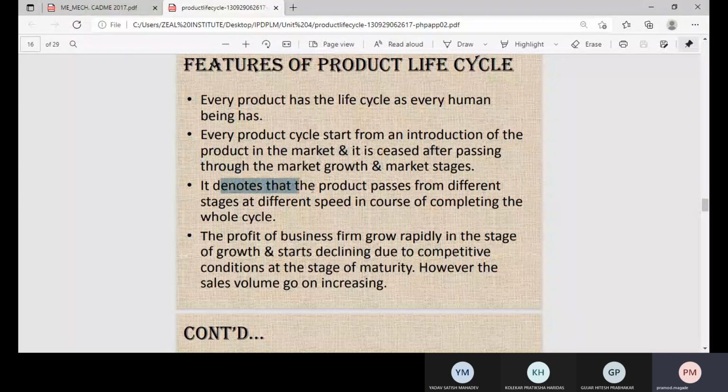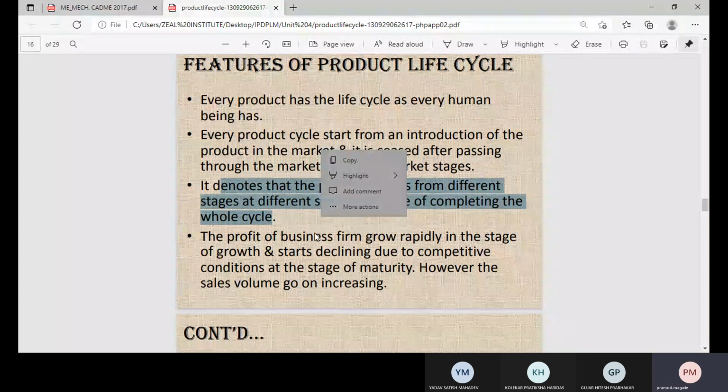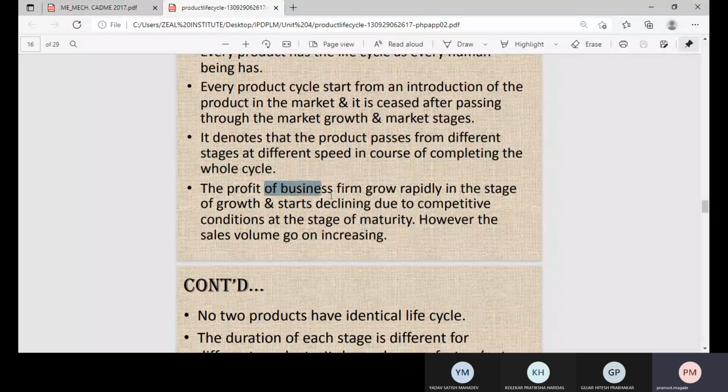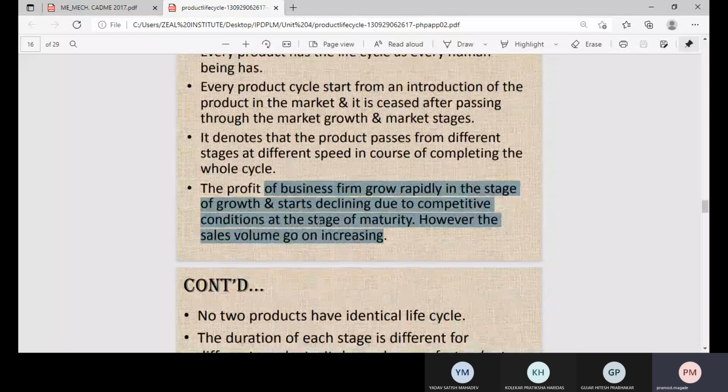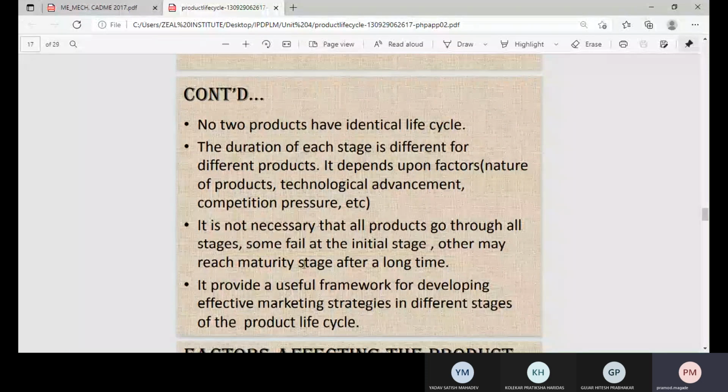Correct. It denotes that product passes from different stages at different speed in course of completing the whole cycle. The profit of business firm grows rapidly in the stage of the growth and start declining due to the competitors and at the end of the maturity stage. So these are the points which we have already written, no need. So in this case, no two products have identical life.